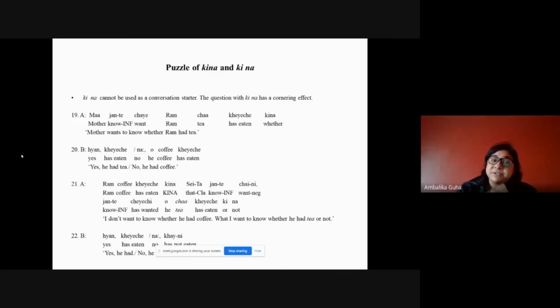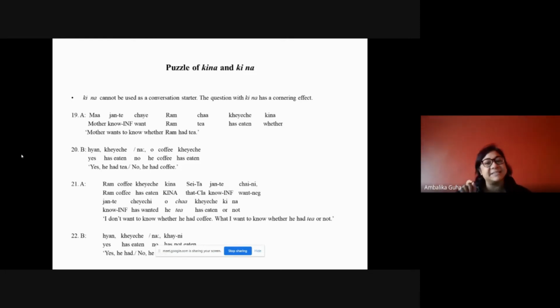Now, B might respond by saying yes, he had tea, ha kheche, choosing the given alternative. Or B might just say no and choose some other alternative which is unstated, but is there in the discourse. It is just salient in the discourse. Na o coffee kheche. Now, A can continue by saying, I don't want to know whether he had coffee. What I want to know is whether he had tea or not. So, Ram coffee খেয়েছে কিনা সেটা জানতে চাইনি, জানতে চেয়েছি ও চা খেয়েছে কি না.